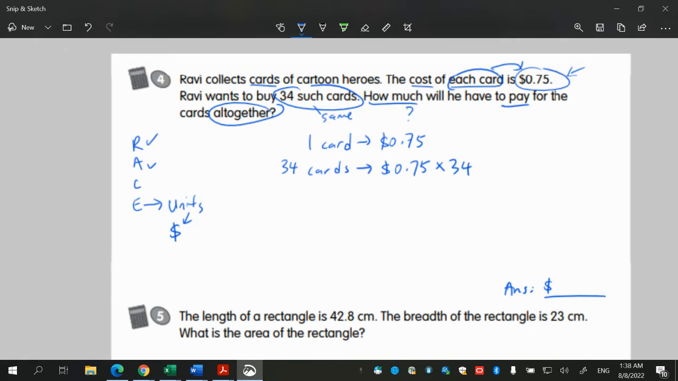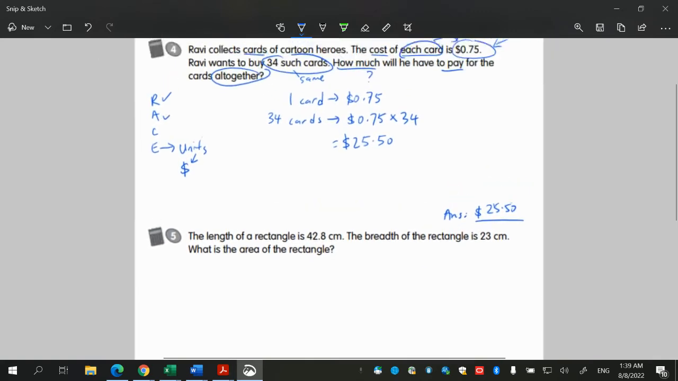75 cents times 34 such cards. I could use a calculator for this question, which is beside me. 75 cents, that's $0.75 times 34 such cards, I'm sorry. And that gives me $25.50. Make sure you have your units written. Okay, one question down. Got to check. It's about $1 for one card. 34 is about $34. Okay, thereabouts. So you can see the answer is reasonable by estimation. Moving on to the next question.